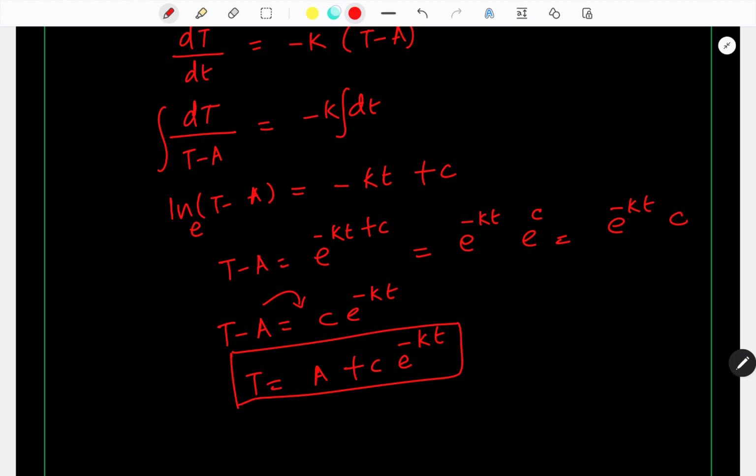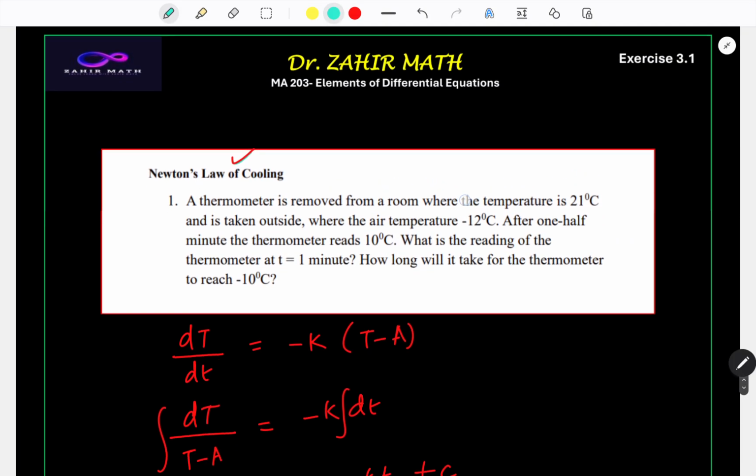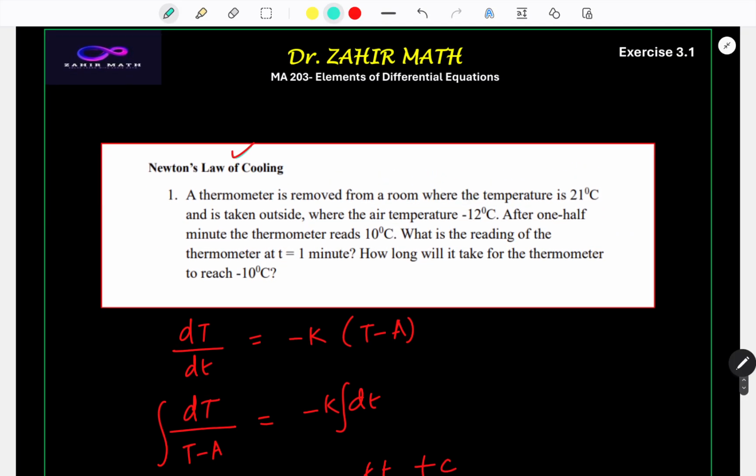How many constants are there? There are 3 constants: A, C, k. Of course, A will be given in the question, which is called the room temperature. So let us read the question here. A thermometer is removed from a room where the temperature is 21 degrees centigrade. So this is the first situation, thermometer is removed, and the temperature is 21. So t is equal to 0, capital T is equal to 21.